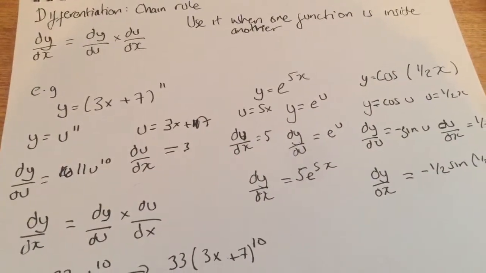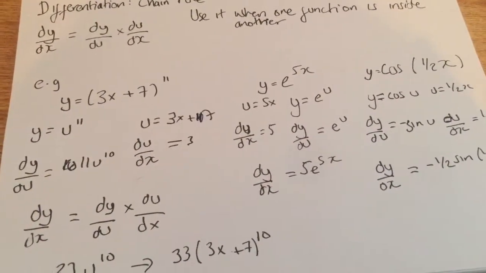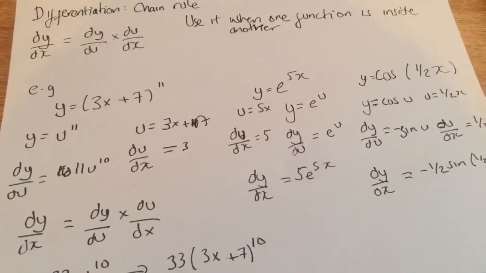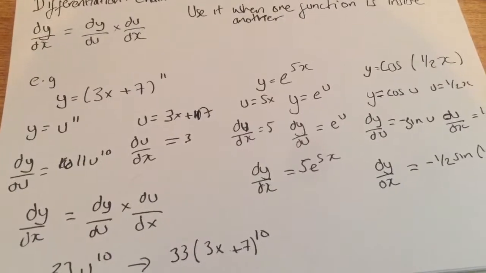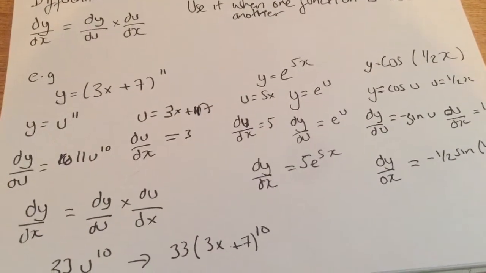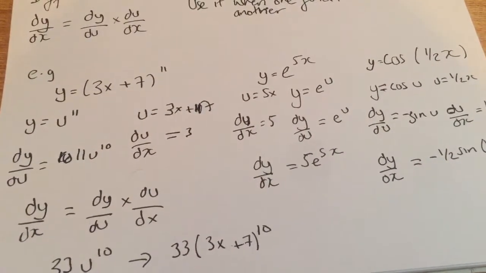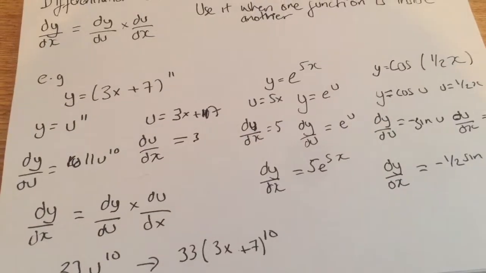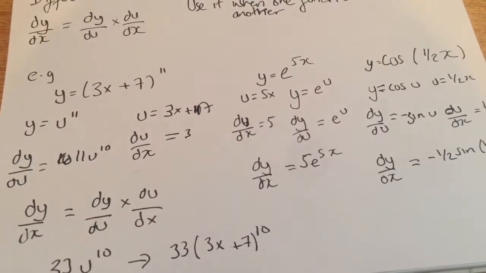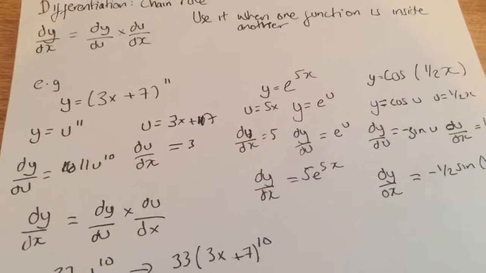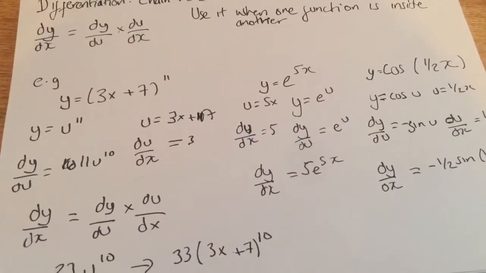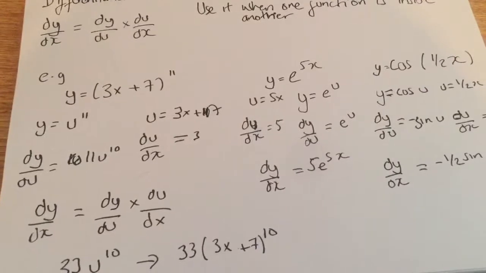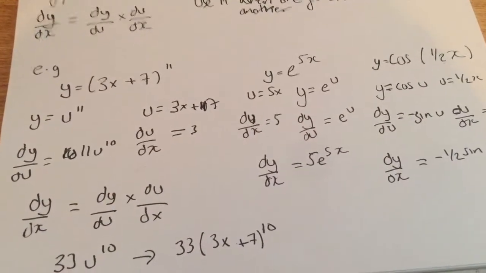Why did I give that definition in that style? Simple reason: it's foundational to how we're going to do this. We're going to call the thing that's inside the other function u. So here we've got 3x plus 7 to the power of 11. The 3x plus 7 is the one that's inside, so u is going to be 3x plus 7. Once we've done that, we write y in terms of this new u. If u is 3x plus 7, then y stops being 3x plus 7 to the 11. It's now u to the power of 11.